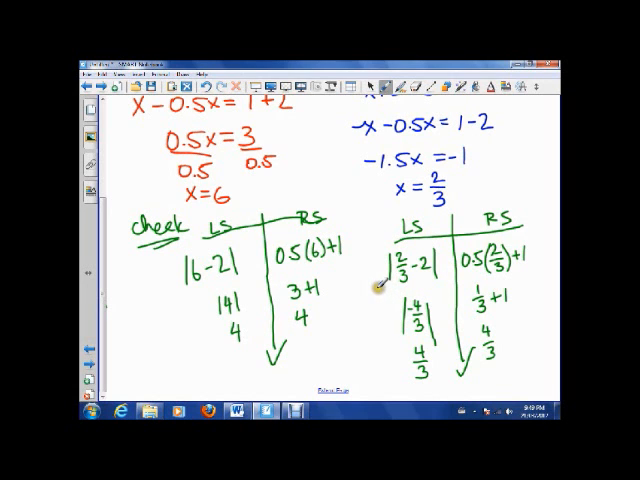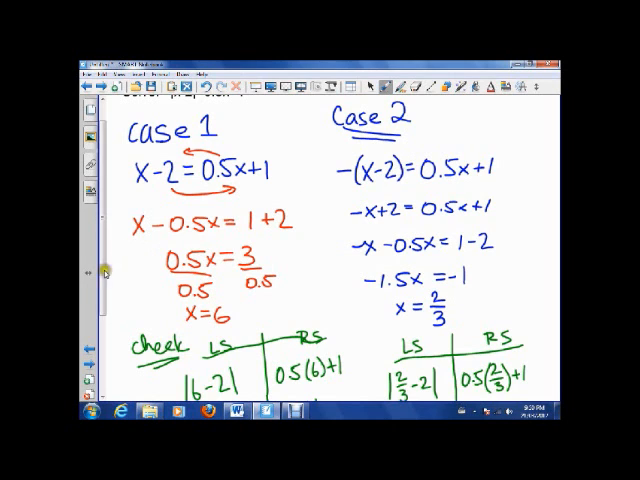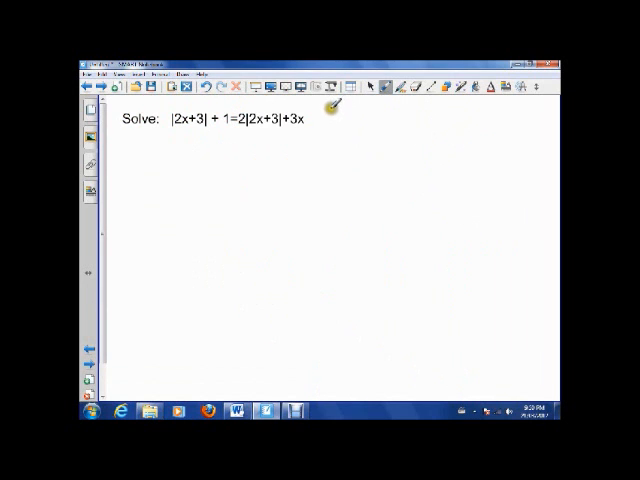Okay, so again, all we're doing is case 1, case 2, and check. All right, so let's try this last one. This one looks messy, but we're going to clean it up a little first. Okay, so what I want to do is I want to put all the absolute value stuff on one side and all the non-absolute value stuff on the other side.